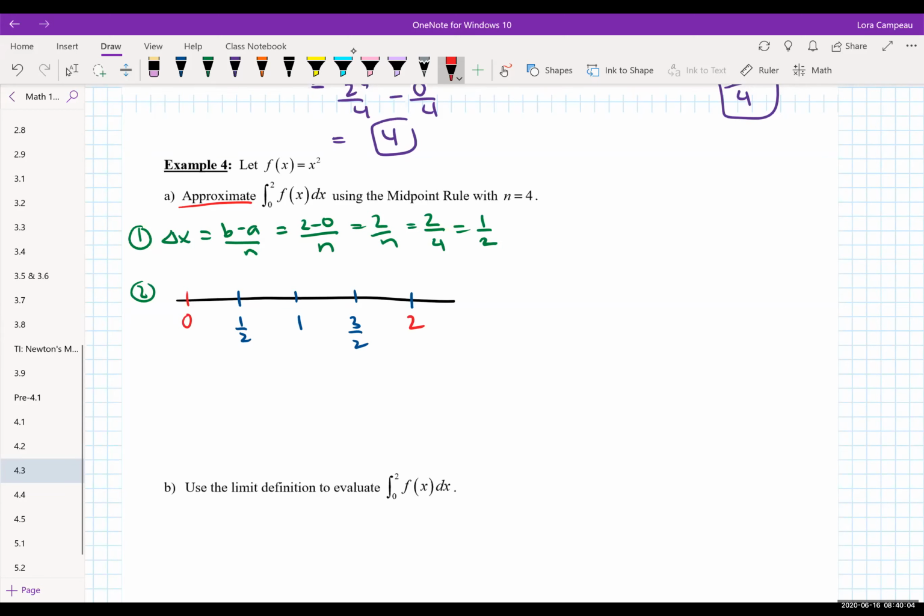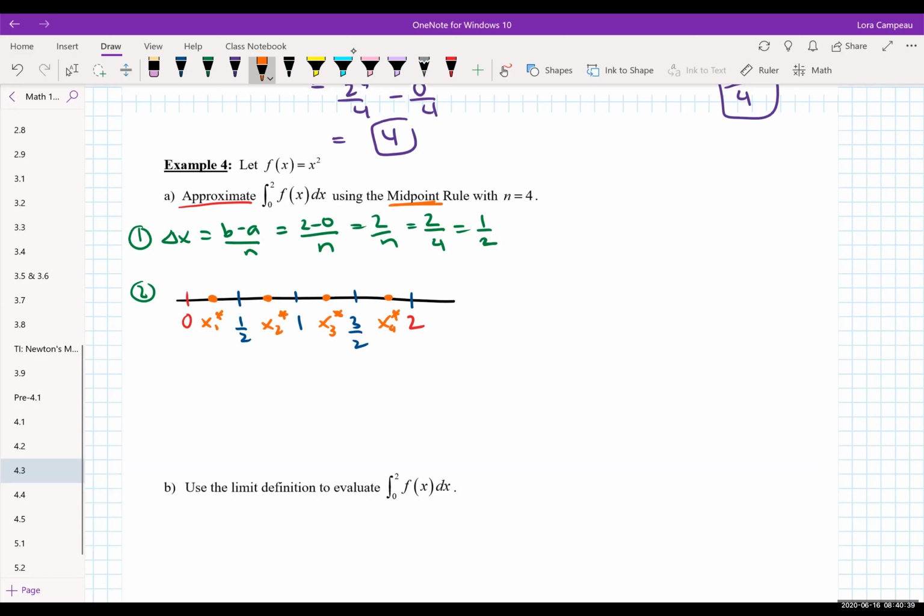The next thing is I have to understand, am I choosing left side or right side? They were clear and they want us to use midpoint. So this is where, instead of calling everyone x1, x2, they chose us to look at who's the midpoint of each of these intervals. So there are 4 rectangles eventually, and they call these x sub 1 star, x sub 2 star, x sub 3 star, and finally x sub 4 star.